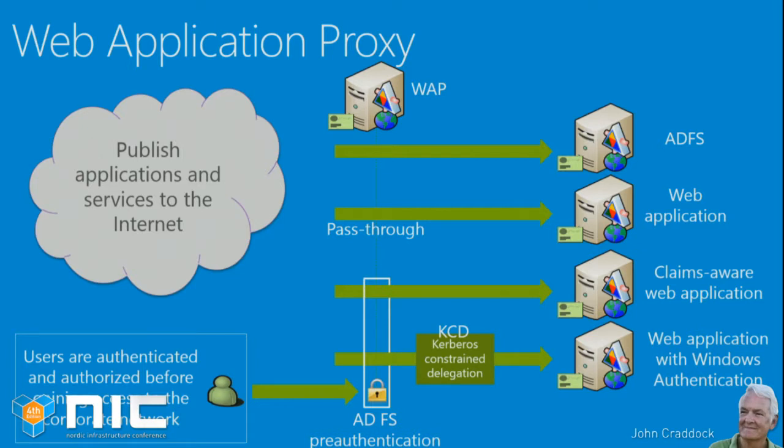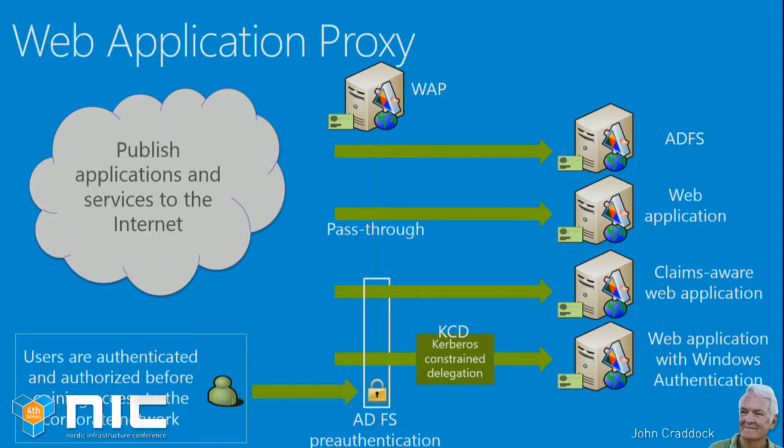Having got through to our claims app, the claims app will say you're not authenticated, send us to the ADFS server. Well, we've already authenticated with the ADFS server to get our claims. So we will pass the cookie to it, get authenticated there, and then come back and go straight through to the application again. So that is the authentication process that takes place.